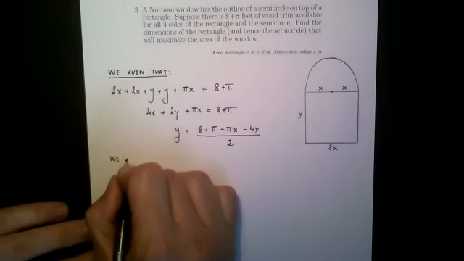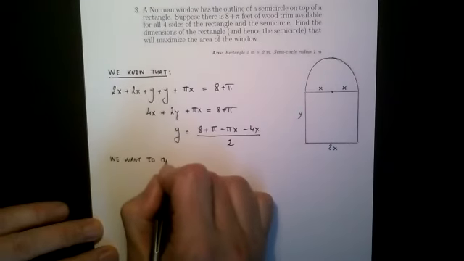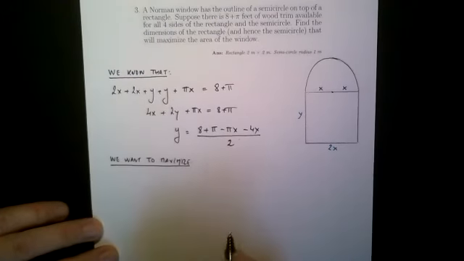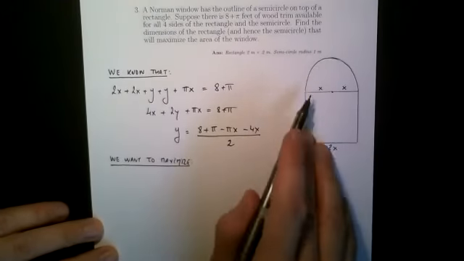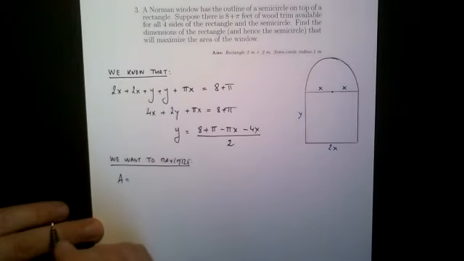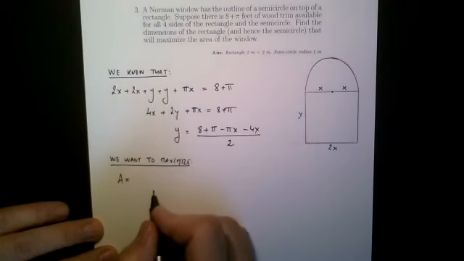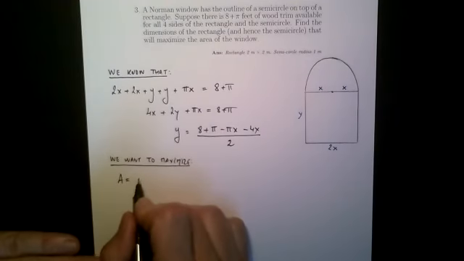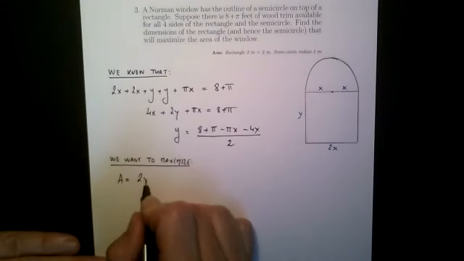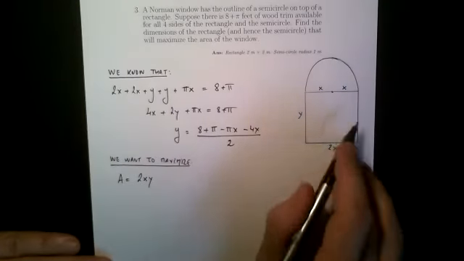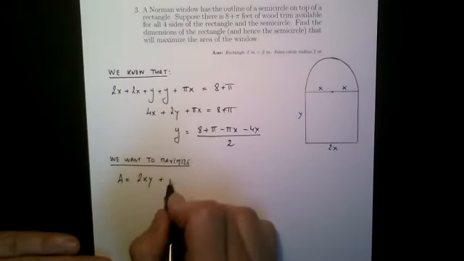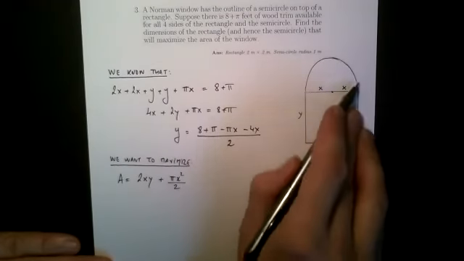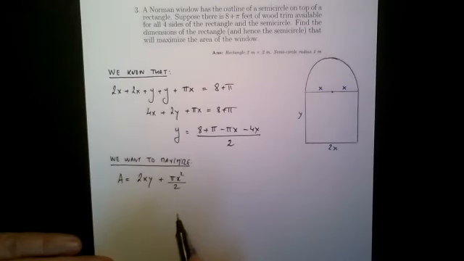And now we want to maximize the area in here. So what's the area? Can you tell me what the area is? Two xy. 2xy, perfect. This would be the rectangle. Plus pi x squared over 2. Pi x squared over 2, excellent. Okay, pi x squared being the whole disk, but half a disk, so over 2, perfect.